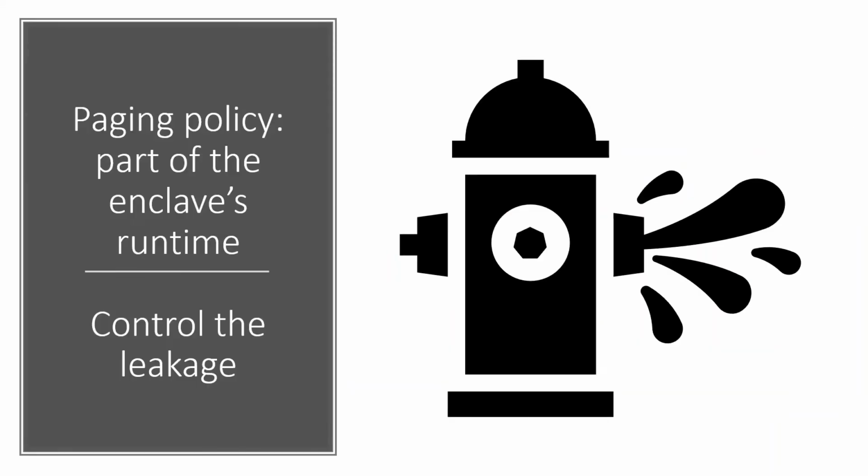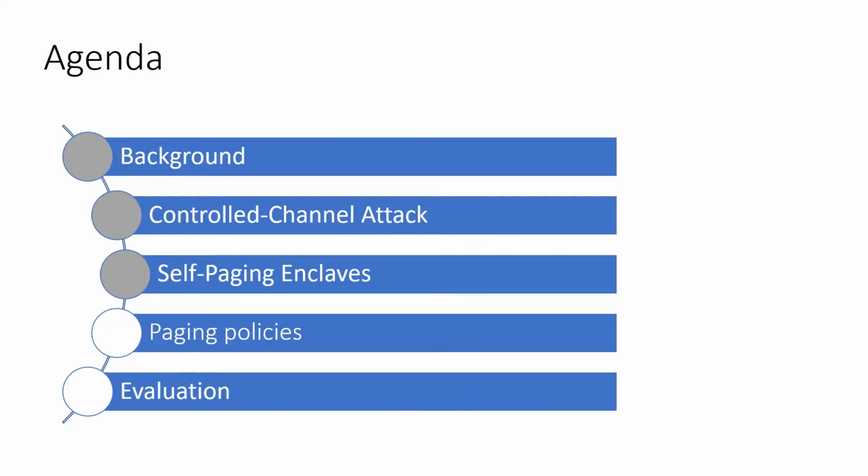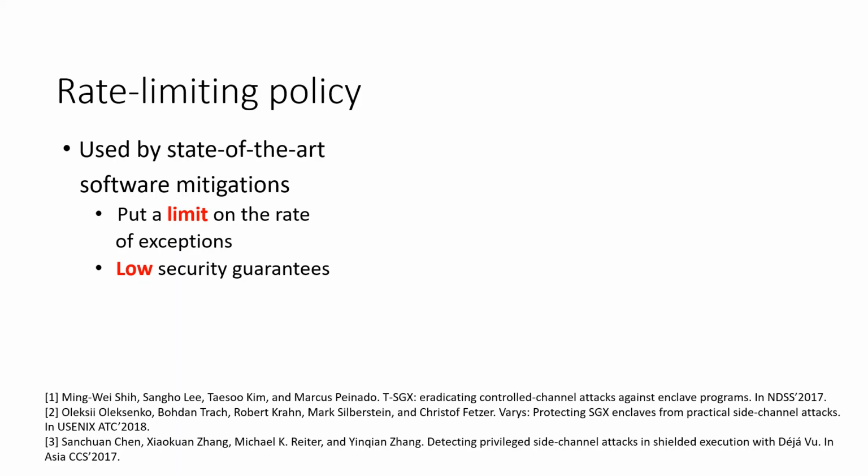Yes, enclave paging policy is part of the runtime and can therefore control what requests are made to the OS. Which policies can be used to reduce the leakage? First, let's consider existing state-of-the-art software mitigations that put a limit on the rate of exceptions. Autarky can also use this approach to bound the leakage.